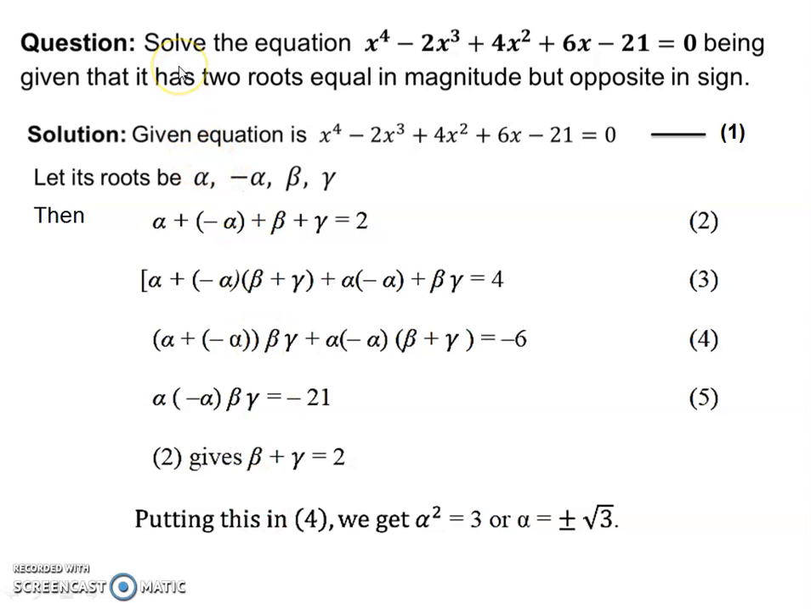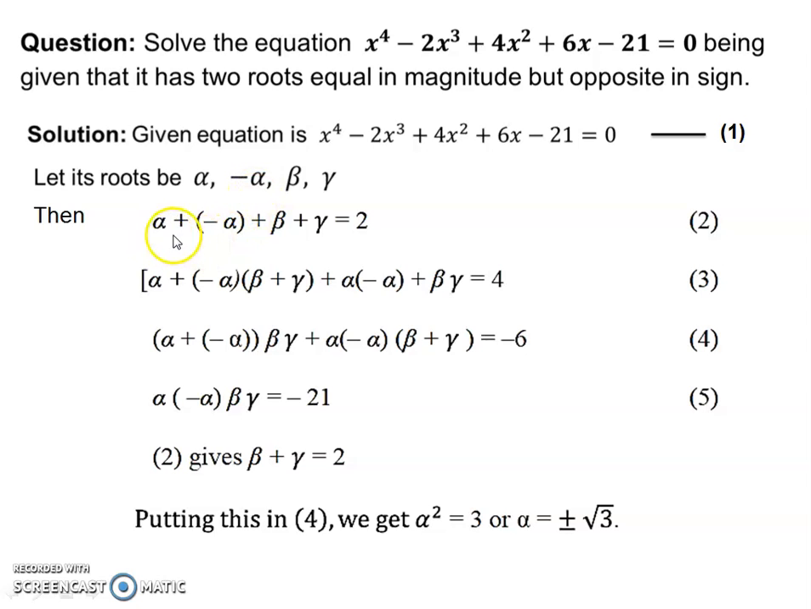Now there is a question for you. Solve the equation being given that its two roots are equal in magnitude but opposite in sign. So here we have taken the roots of the equation as alpha, minus alpha, beta and gamma. It helps to take a lesser number of unknowns. Since we are given that two of the roots are equal in magnitude but opposite in sign, I have taken two roots as alpha and minus alpha.